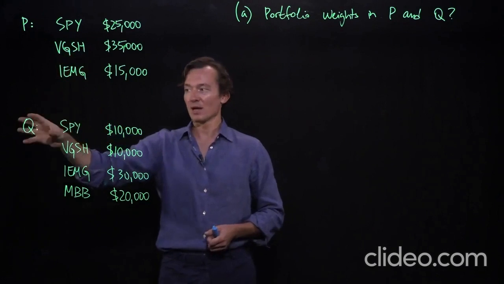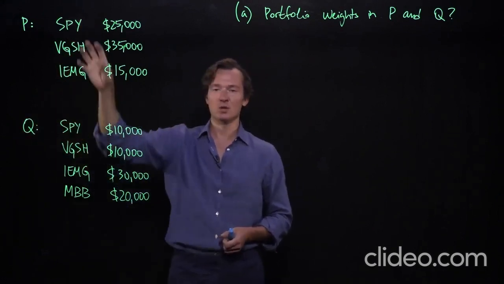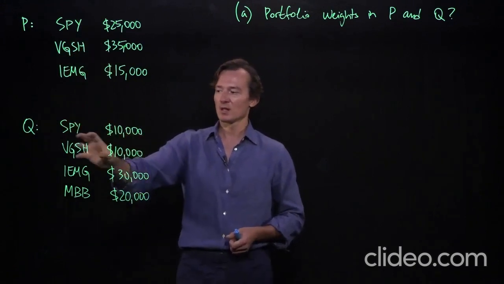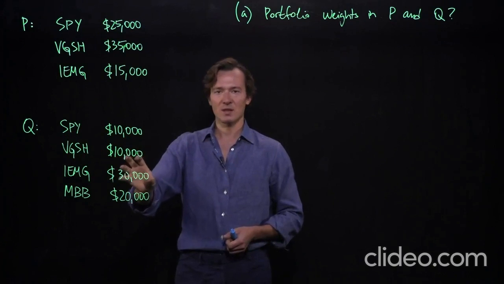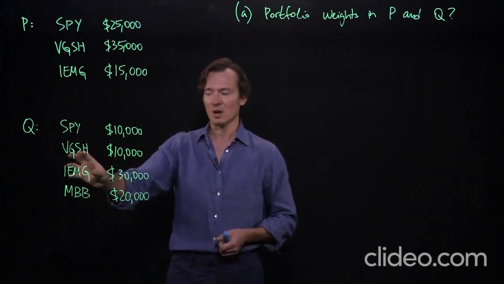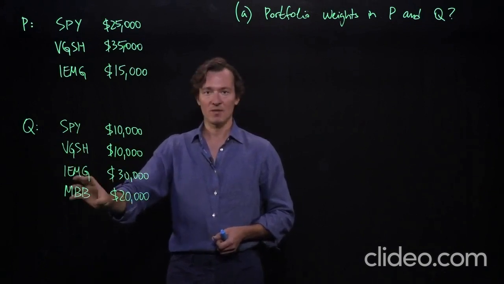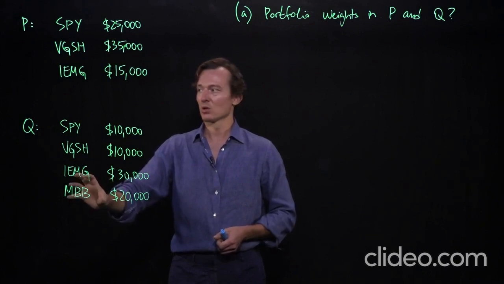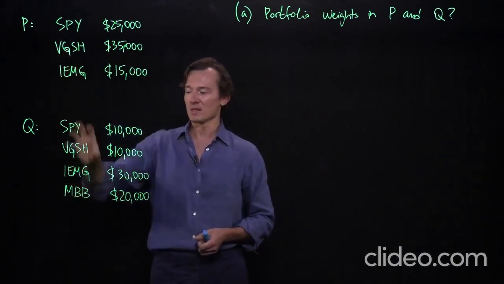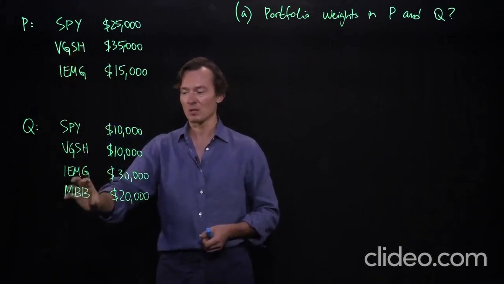Now, client Q has the following portfolio. $10,000 invested in SPY, the same ETF, $10,000 invested in this short-term treasury ETF, $30,000 invested in this emerging markets ETF, and $20,000 invested into this additional ETF that tracks returns on mortgage-backed securities. Notice that client P does not have MBB in her portfolio, but client Q does.